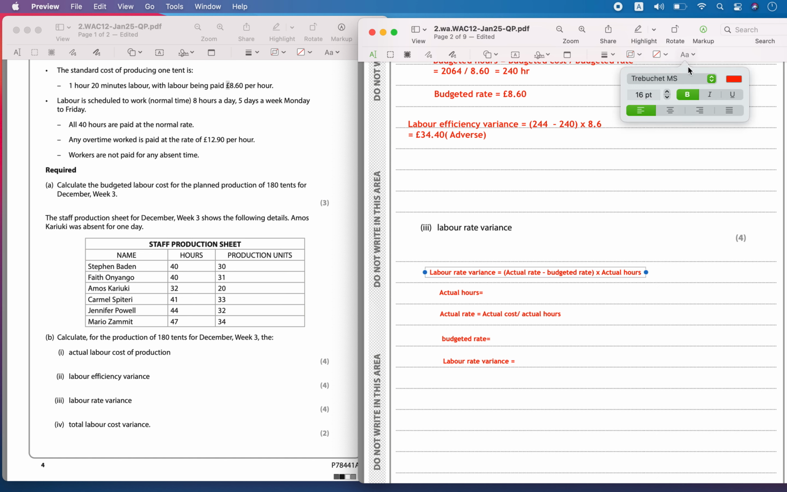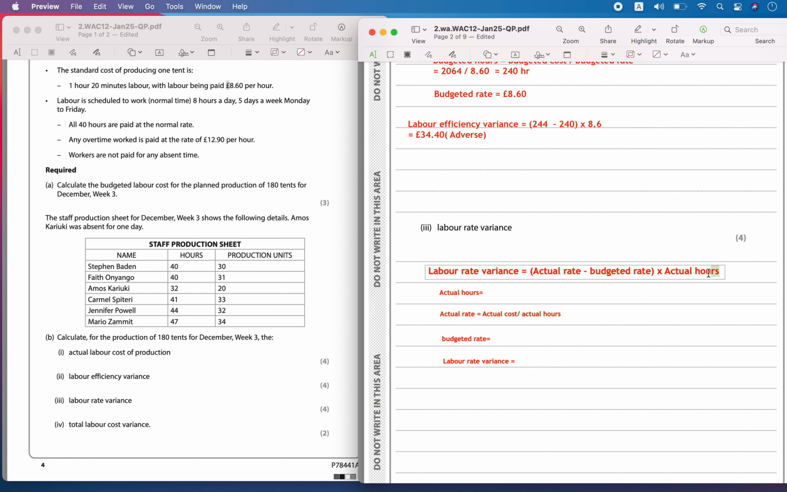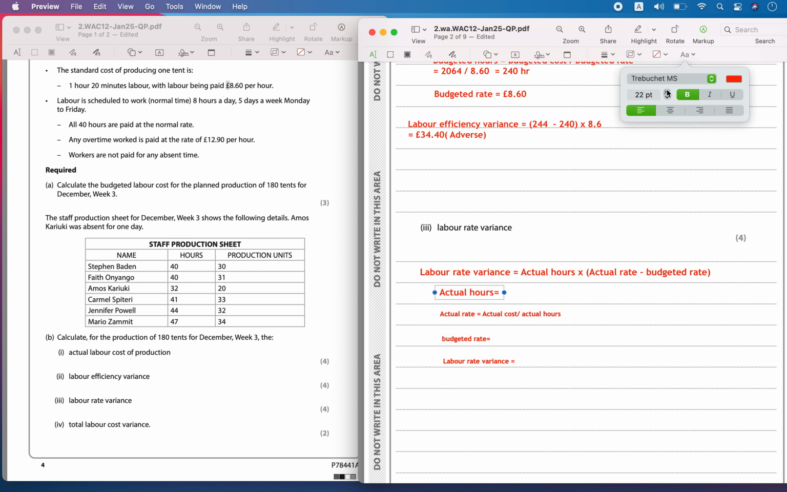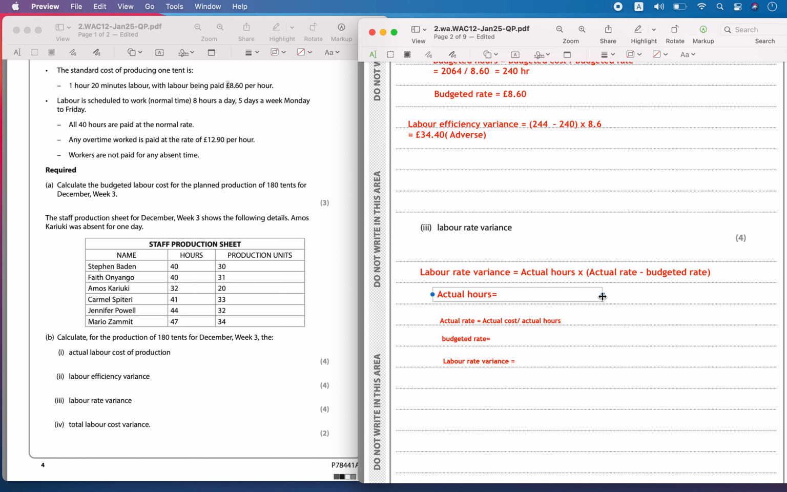Then we have the labor rate variance. The labor rate variance is equal to the difference between the rates multiplied by the actual hours worked. So here, we will take the actual hours worked and see whether there was a difference between the actual and the budgeted rate. Then we will calculate how much variance has occurred between the budgeted one and the actual one.